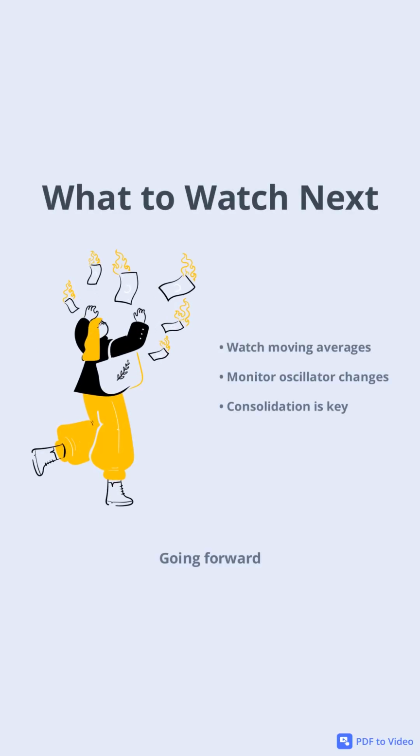Going forward, investors should monitor whether DVLT can consolidate its recent gains without a major pullback. Key levels to watch include the short-term moving averages and any changes in oscillator readings. If the stock can hold above these averages while overbought conditions ease, the bullish trend is likely to continue.